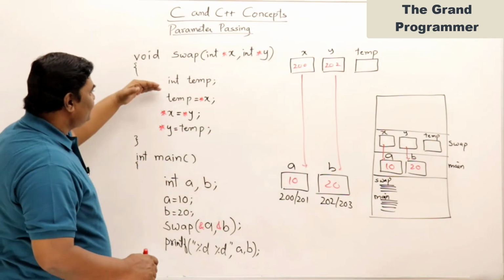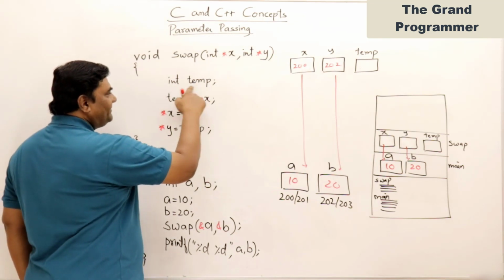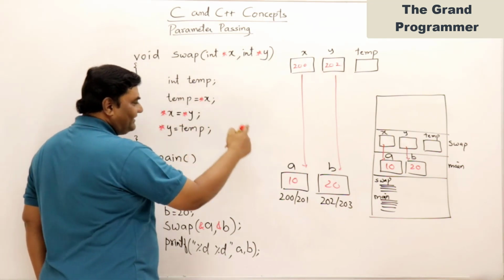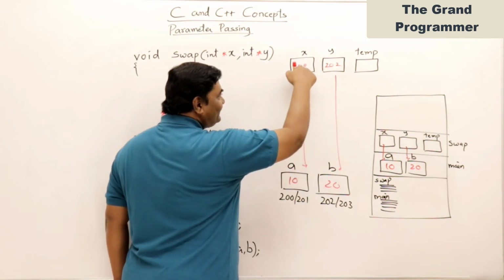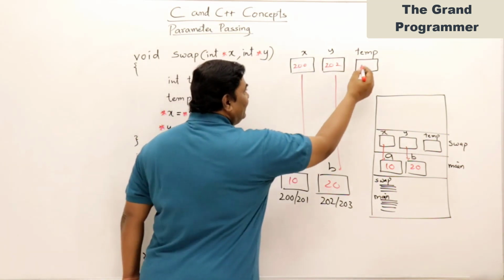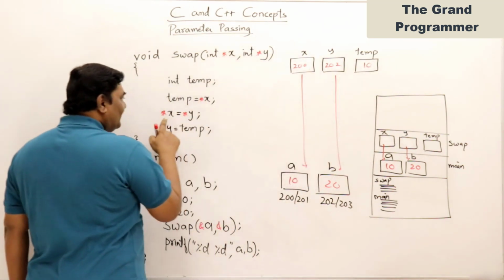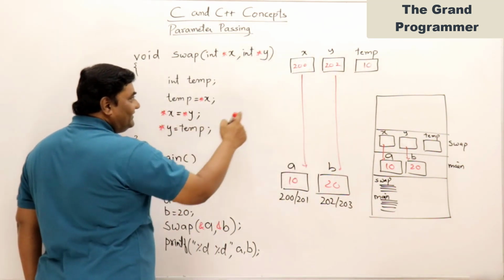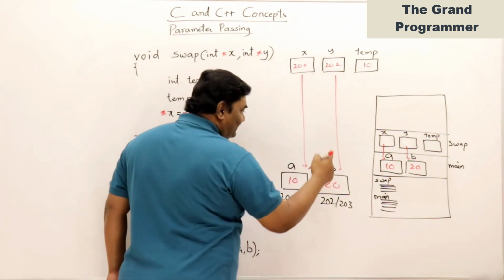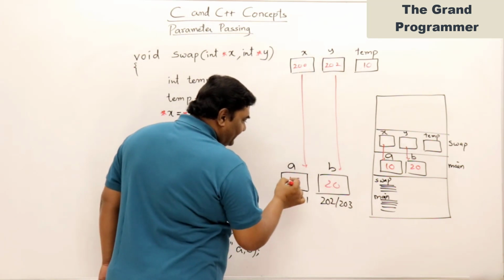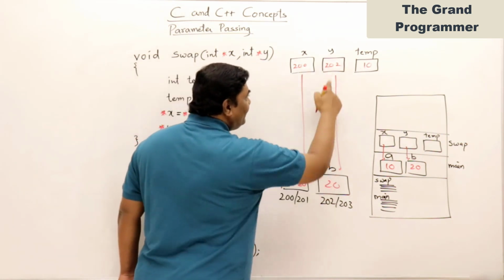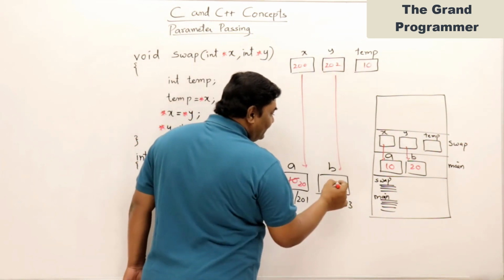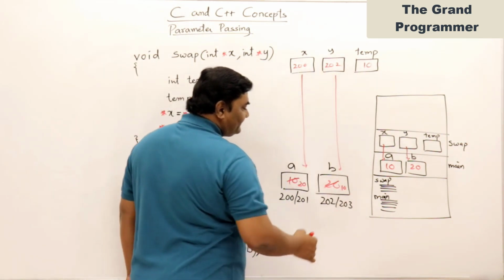Now, when the function is called, temp is already there. Temp assigns asterisk x. So asterisk x is 10. If you say x, it is 200. Asterisk x is 10, so 10 is stored in temp. Asterisk x assign asterisk y: asterisk x is 10, asterisk y is 20, so 20 is copied here. Then asterisk y assign temp. Asterisk y is this one, assign 10. So temp is 10.